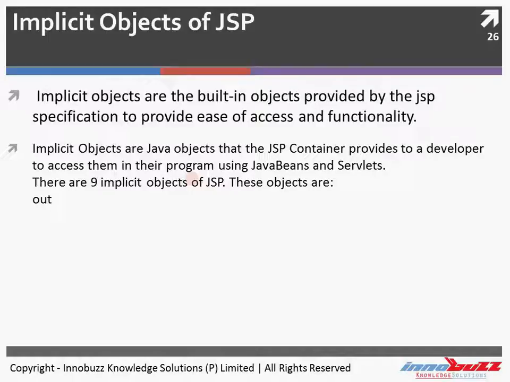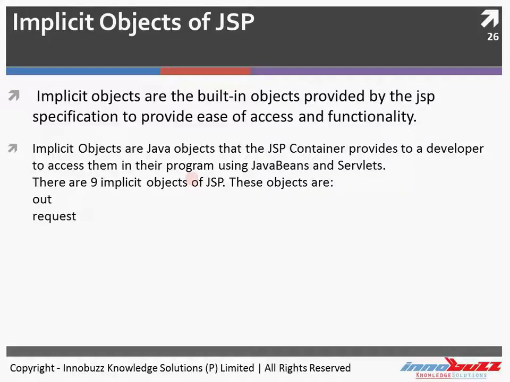First one is out. The out object is used to write to the output stream, and the out object has page scope. So this will be used to write anything in your output stream. The specific out object is available for each JSP page. This implicit object is there in every JSP page you create, and it is handled by the JSP container. So it is used to write anything to your output stream.